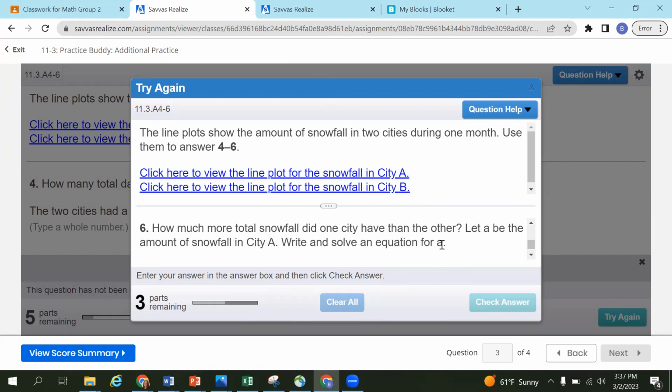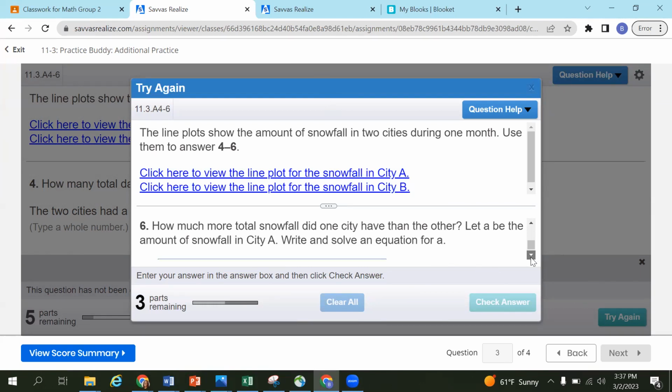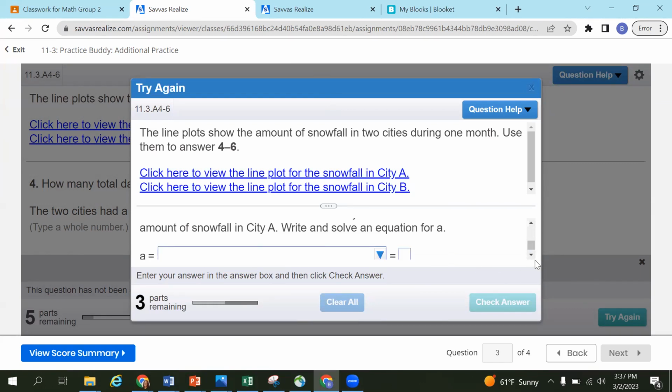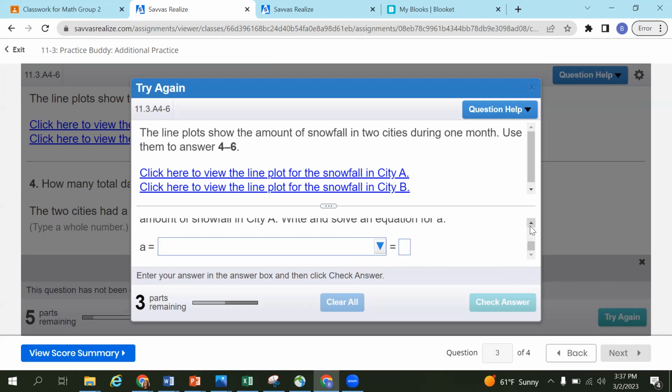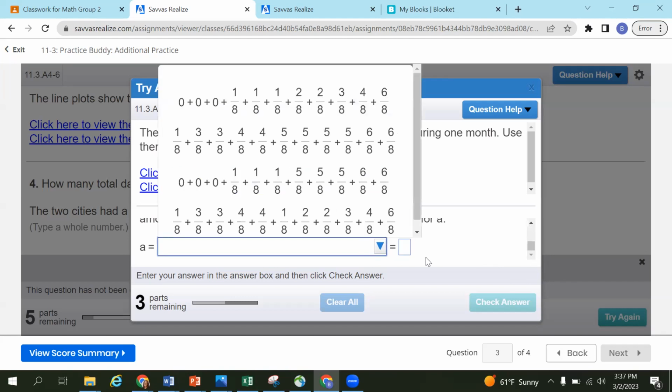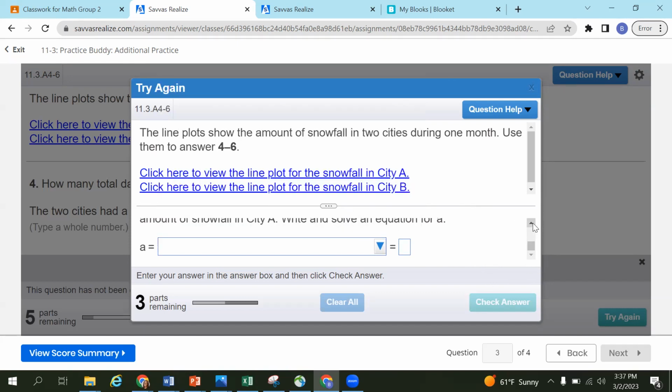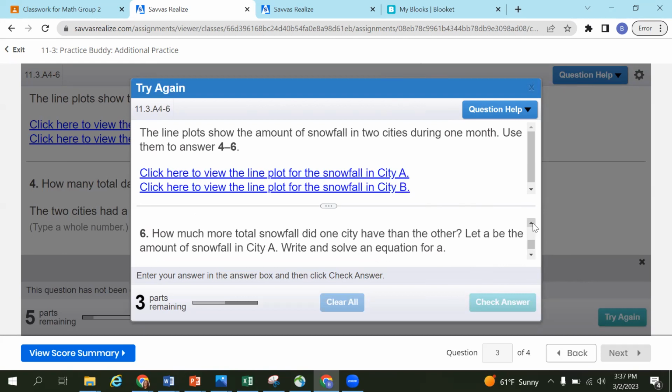How much more snowfall did one city have than the other? Write an equation for A. Okay, click, can you click, see how, okay, we'll come back to that. Can you go scroll up to the question. Yeah, right there. Let me grab a snip of that.